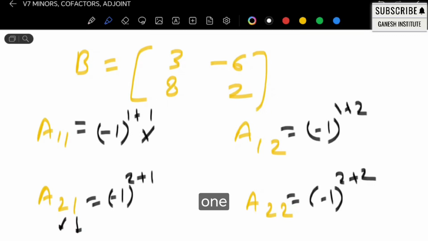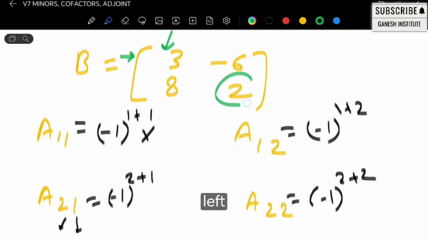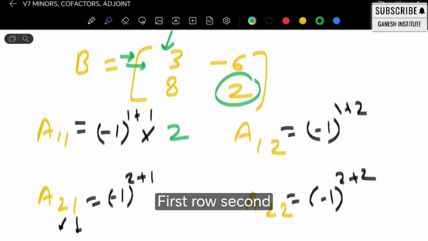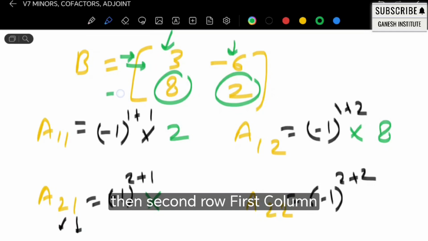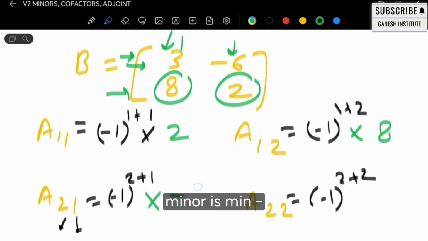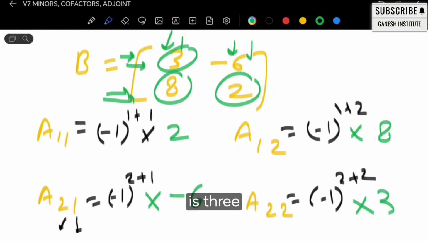So 1 1 means hide the first row, first column. What is left? 2. Then first row, second column. Minor is 8. Then second row, first column. Minor is minus 6. Then second row, second column. So minor is 3. Correct?